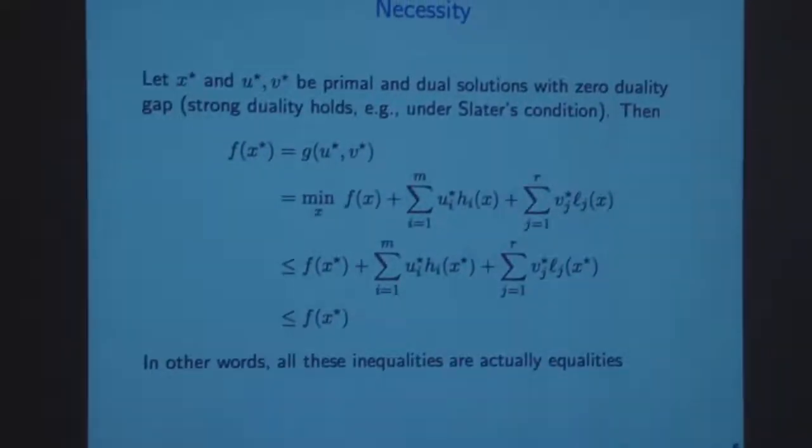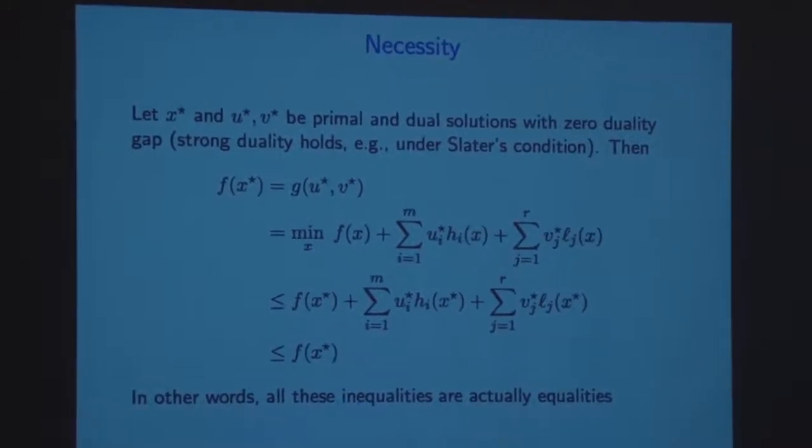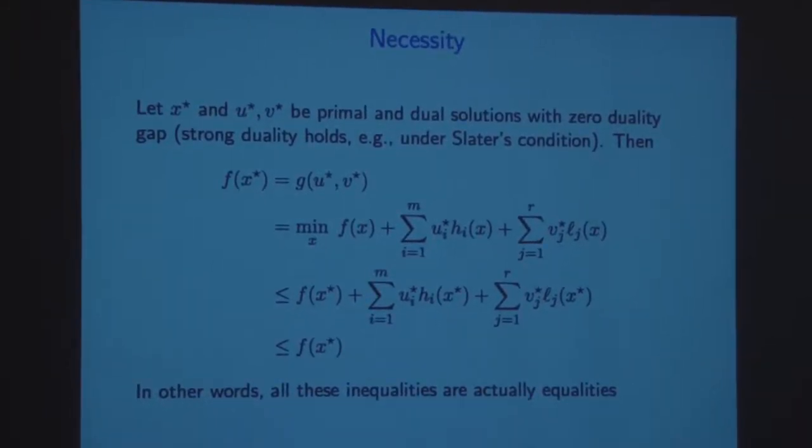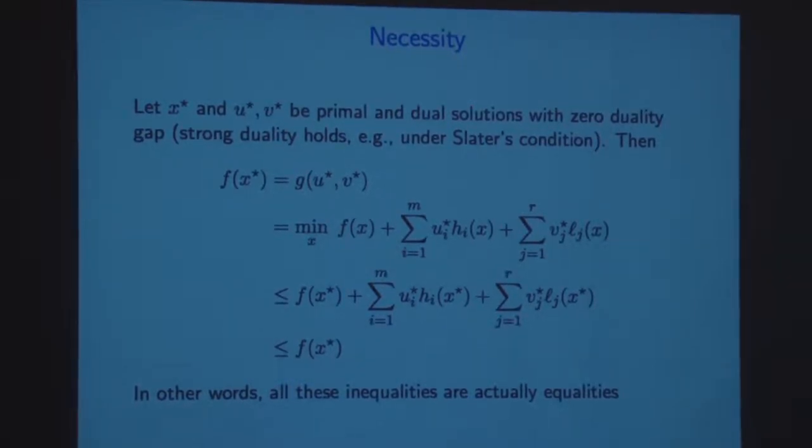So these conditions we're going to see are very closely related to optimality, and the arguments for that are very simple. Optimality of x with respect to its own problem, the primal problem, and u and v with respect to their own problem, the dual problem. And we're going to prove each direction. So let's go with the necessity direction first, which means that if we have primal and dual solutions, x star and (u star, v star), and there's 0 duality gap, then we're going to prove the KKT conditions must hold.